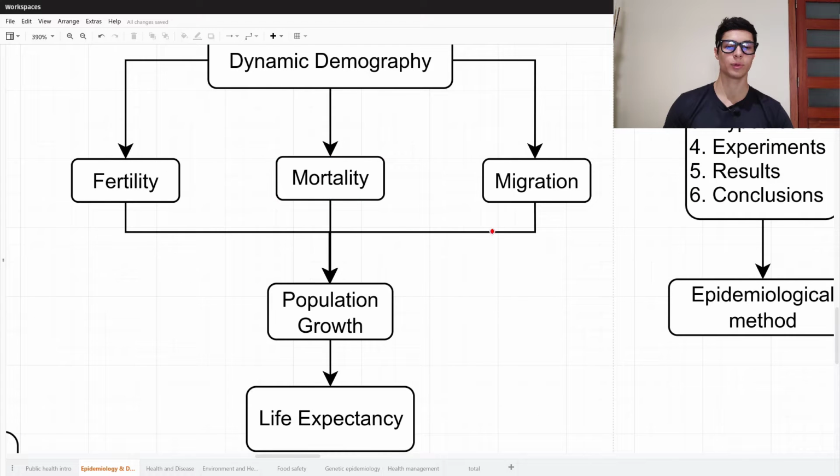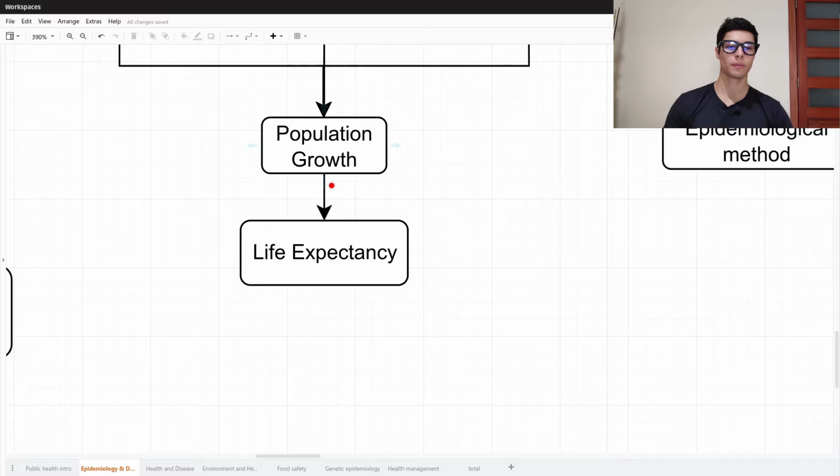With these three, we see how things are going. Do you see the difference? I don't know if you see, but there is an equation here. If we put these three types of indicators in an equation, then we will get the population growth. And the population growth will also reflect the life expectancy of that area.